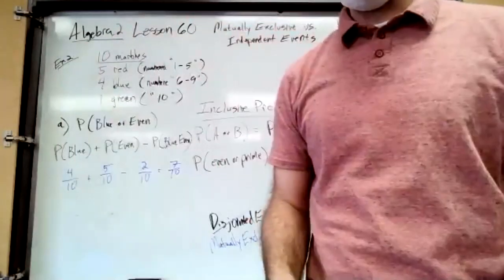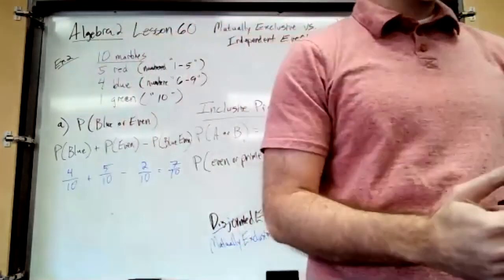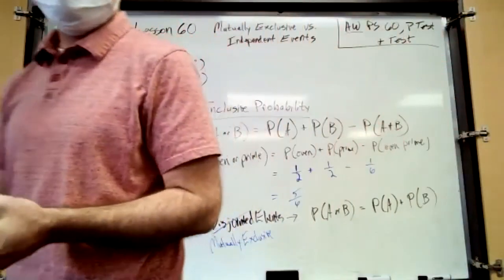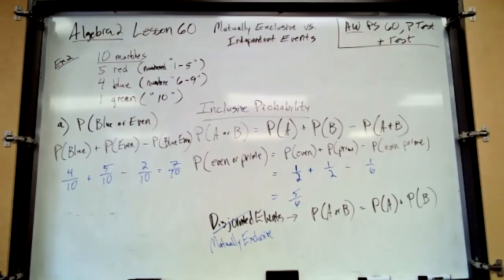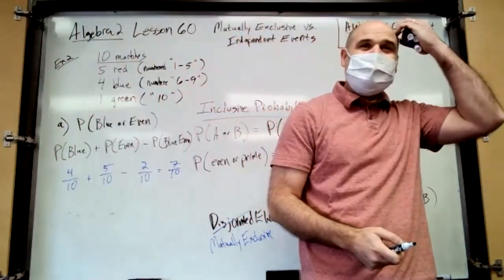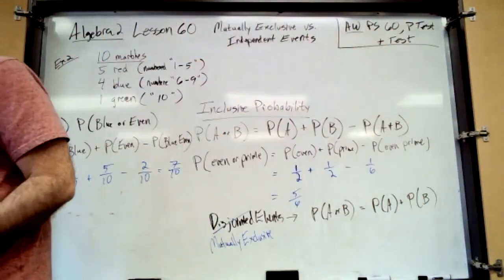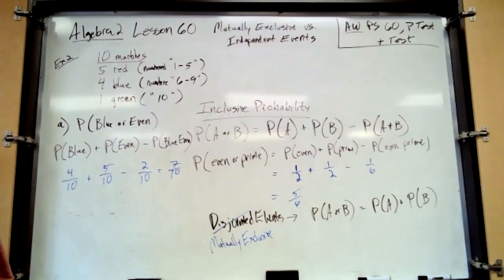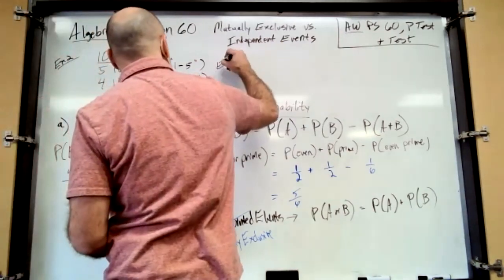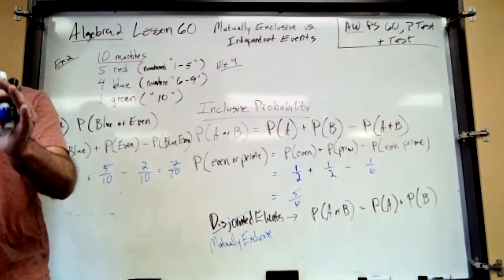Now you can combine this with your dependent and independent events. Remember dependent and independent events? A coin that is flipped is independent because it doesn't affect the next one. So let's do this. Here's example 4. This is my last example, and then I'll be done.